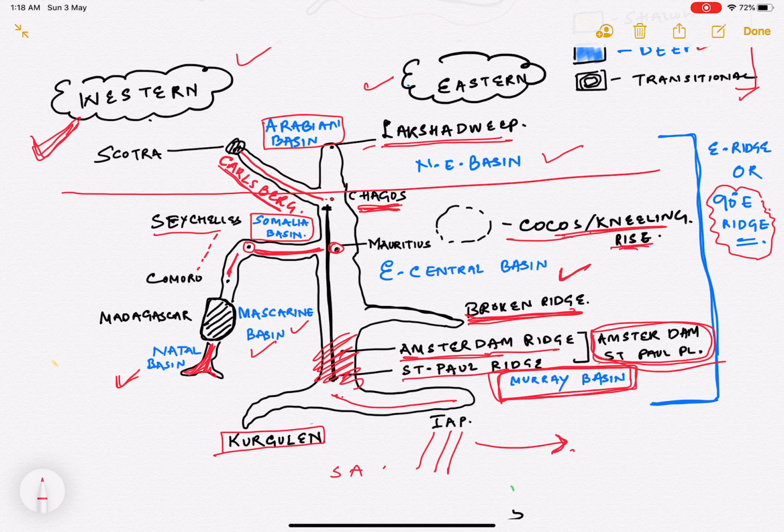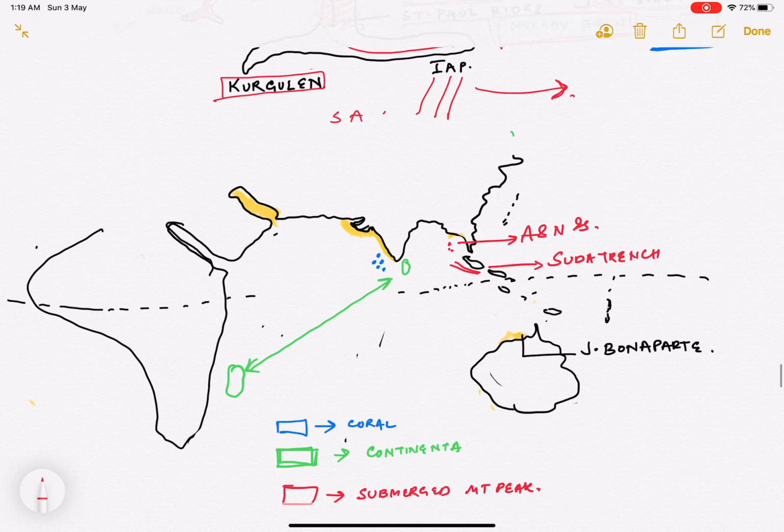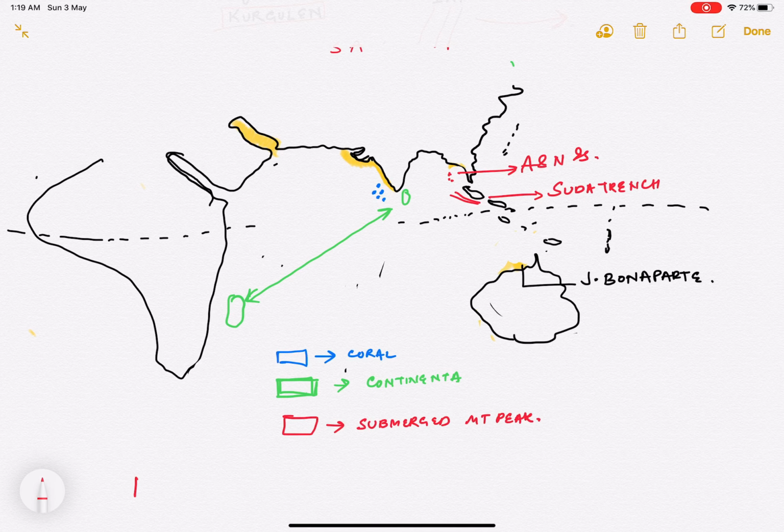This is the total extension of your ridge. Now, apart from this, what else? Now look, now we have the extensive range of the Coral Island. The Coral Island, can I say, as the Lakshadweep, this is the best example. Then we have your continental island. The continental island basically includes your Madagascar island, Sri Lanka.